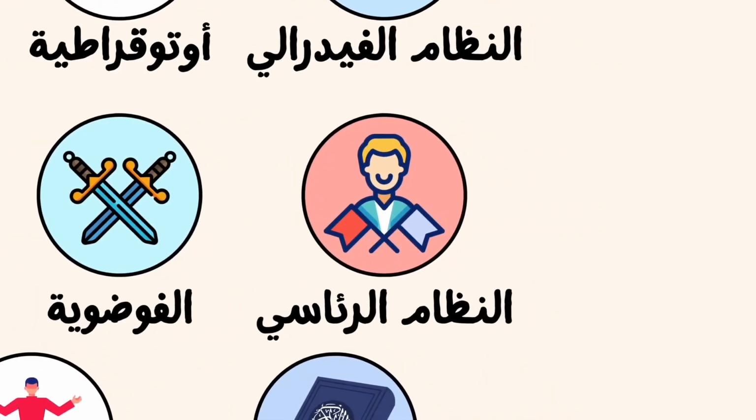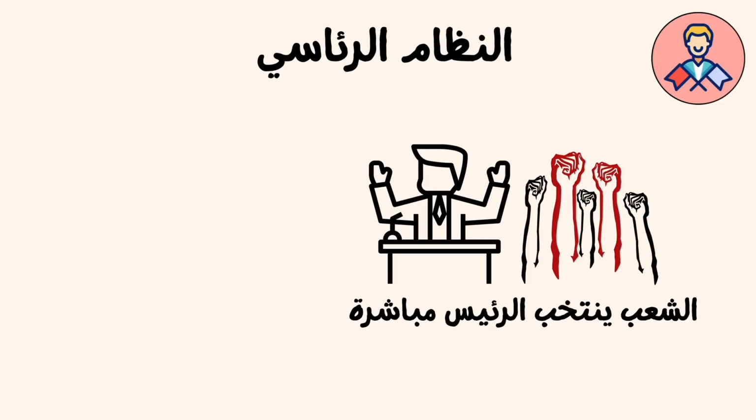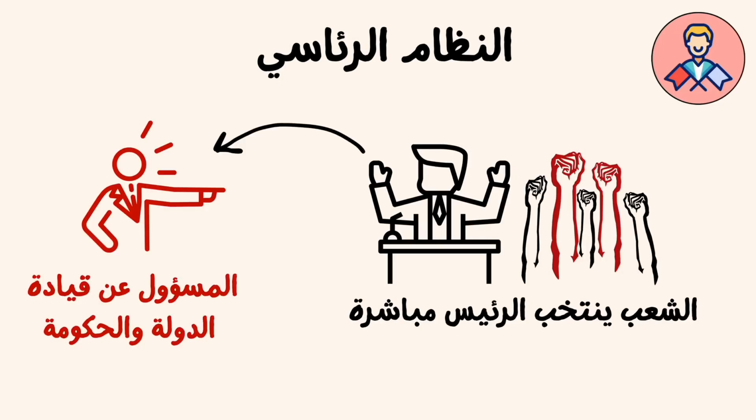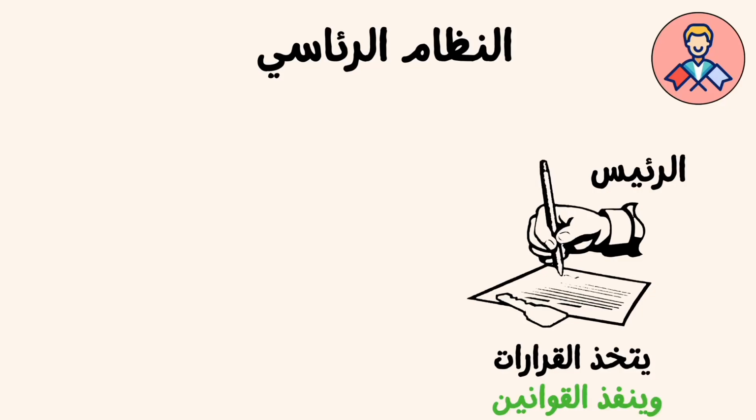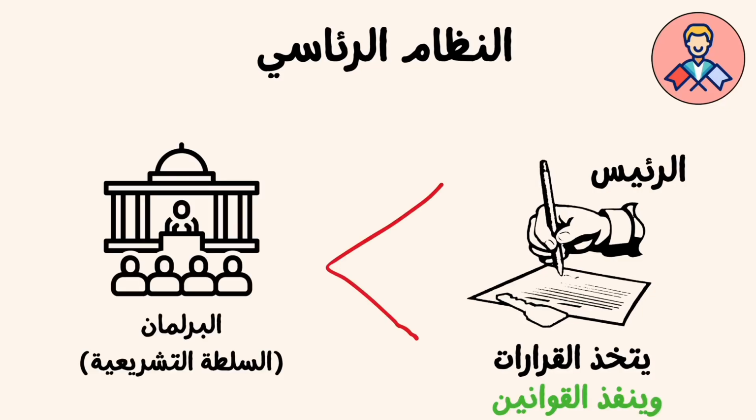In the presidential system, the people elect the president directly, and he is responsible for leading the country and the government. The president makes decisions and enforces laws independently of parliament.